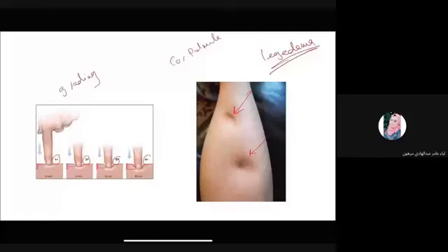So this is how to assess for leg edema and how to grade leg edema. Okay? This is the general examination. Once we finish with the general examination, we are going to examine the chest. Of course, the chest has two parts. We need to examine the chest anteriorly and to examine the chest posteriorly.